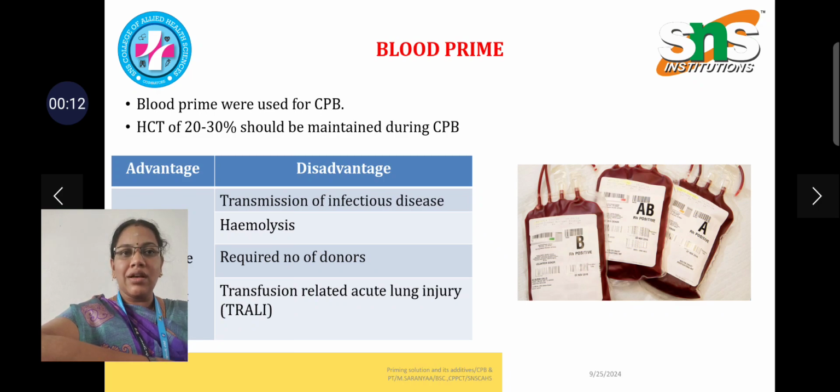So before this video, we have seen what the priming solutions available are. Now in this video, we are going to see what the different primes available are, and their advantages and disadvantages.